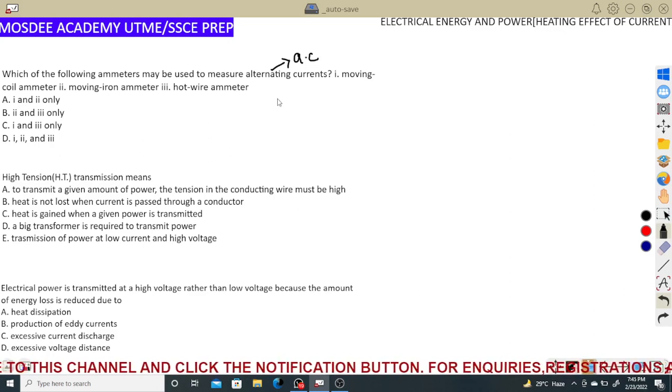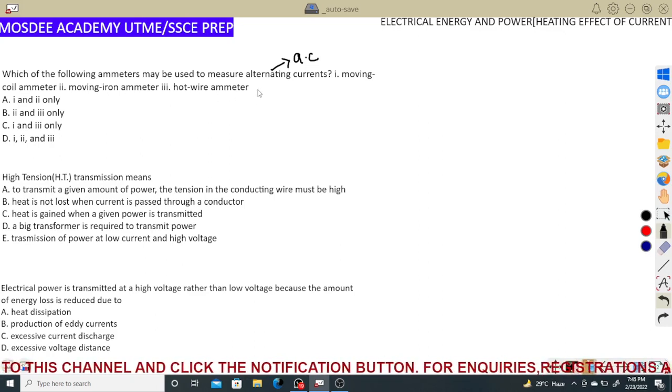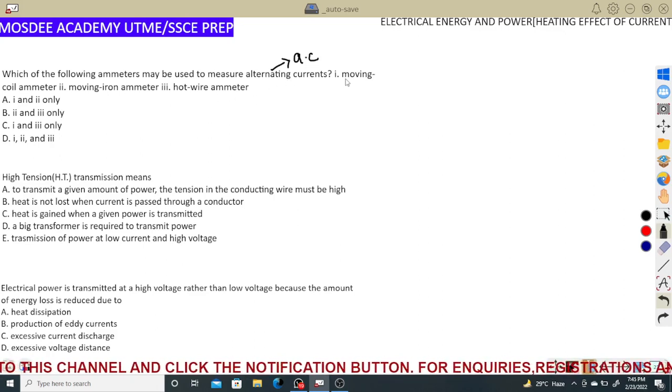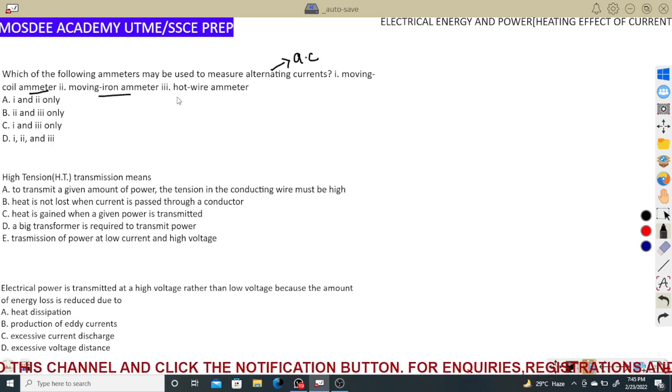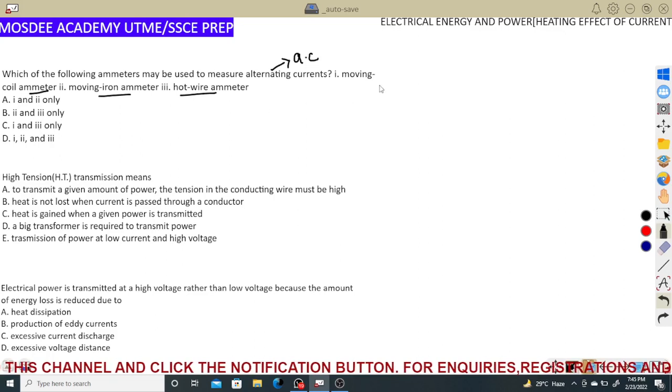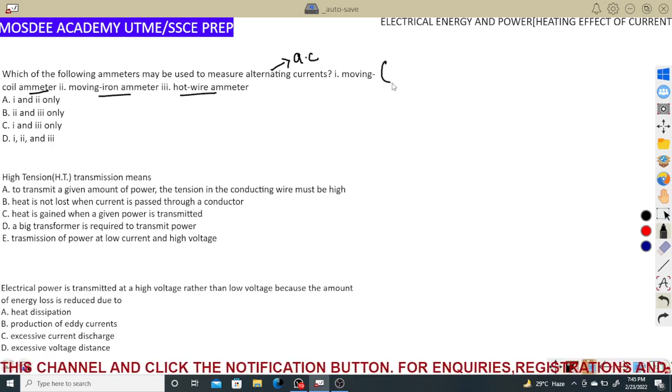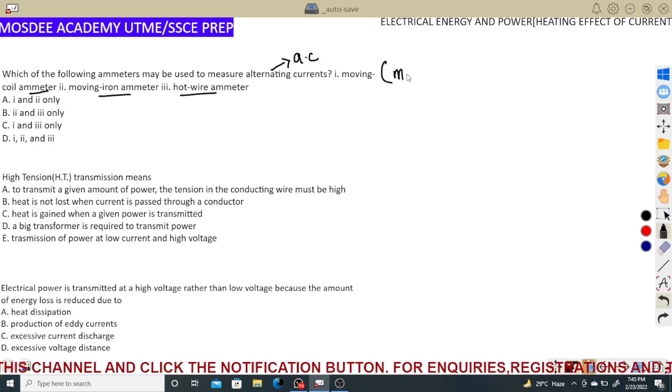Those are Joule's effects, we've talked about that. They ask, which of them is used for measuring? Let's start: moving coil ammeter, moving iron ammeter, hot wire ammeter. Now, let it be known that the moving coil ammeter works on the principle of the magnetic effect of current.